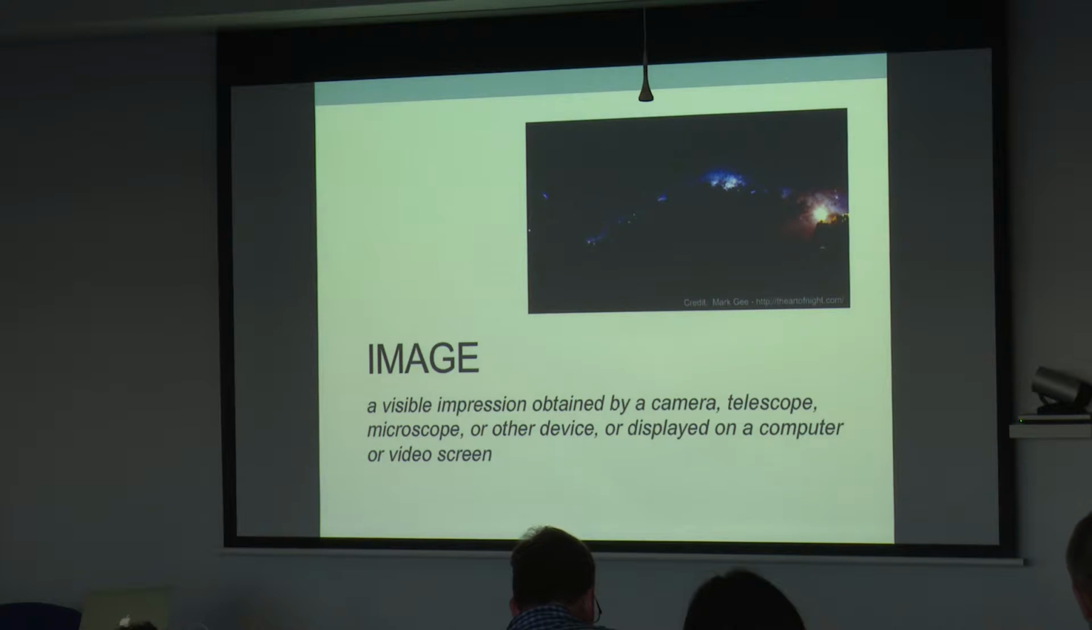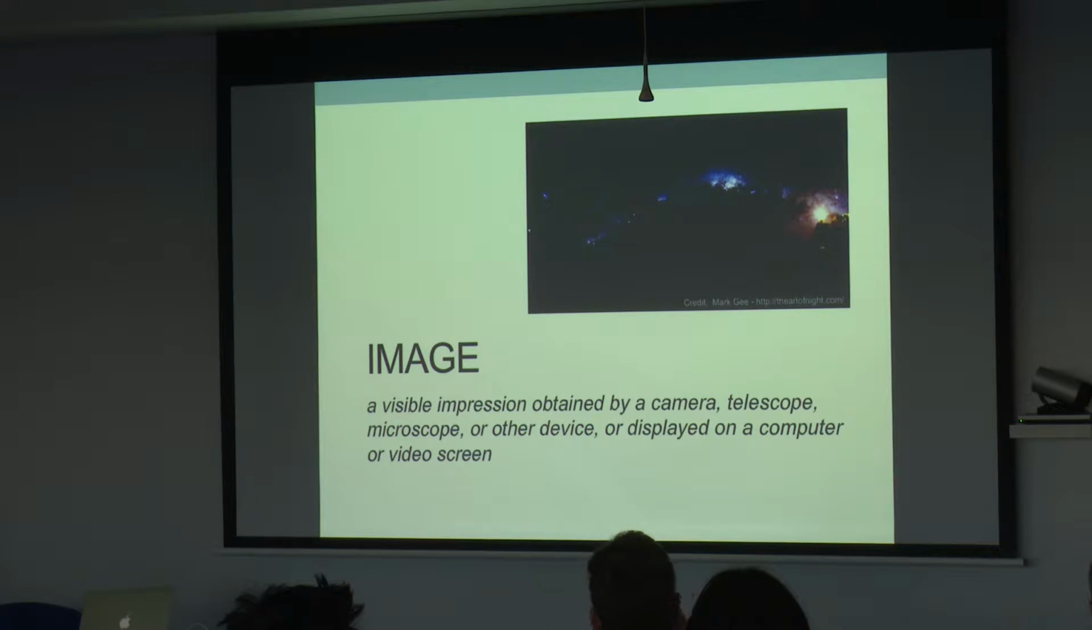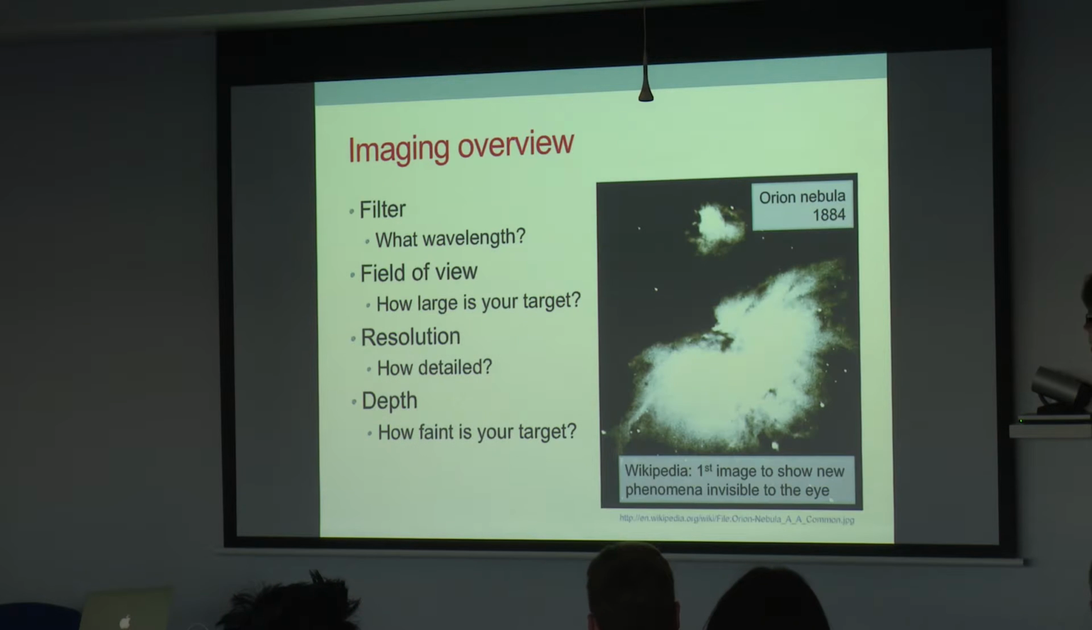So what is an image? Well, by definition it's just a visual representation of something, of data, of anything that has been captured with a camera, telescope, something digital these days. The first image that was actually captured by a device, a photographic plate, is shown here. This is the Orion Nebula. And this is the first time that we saw something that the naked eye couldn't see.